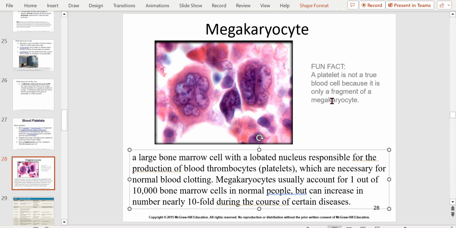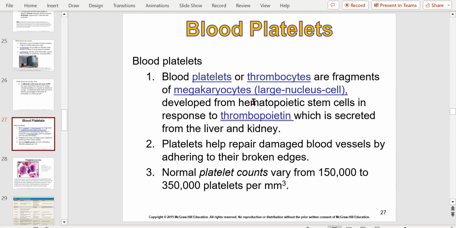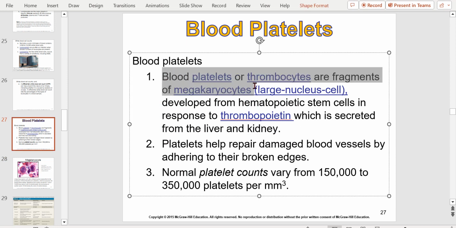Fun fact, a platelet is not a true blood cell because it is only a fragment of a megakaryocyte. You remember that from here. The blood platelets or thrombocytes are fragments of these megakaryocytes.